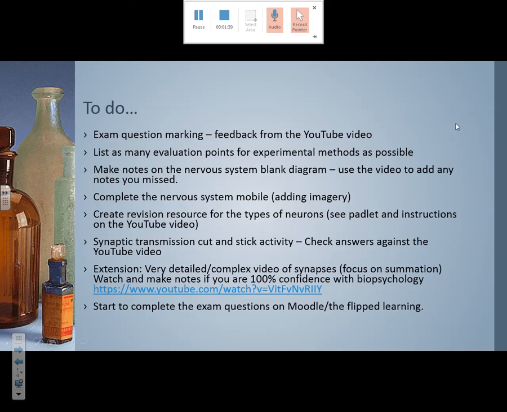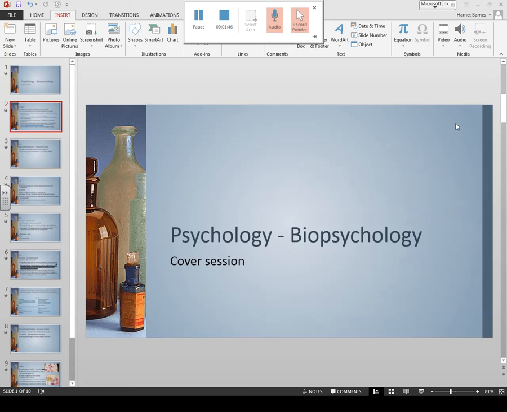So that's another option. And you can start completing the exam questions on Moodle and the flipped learning. So there's absolutely loads for you to do. No one should run out of anything.